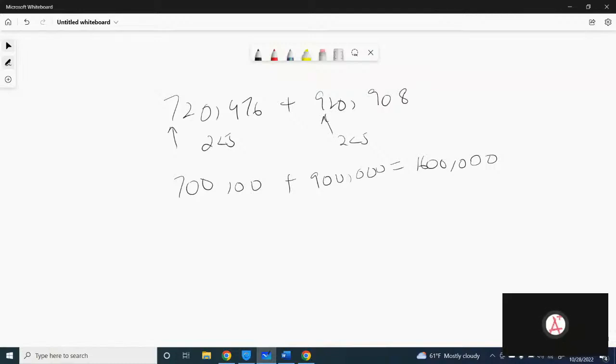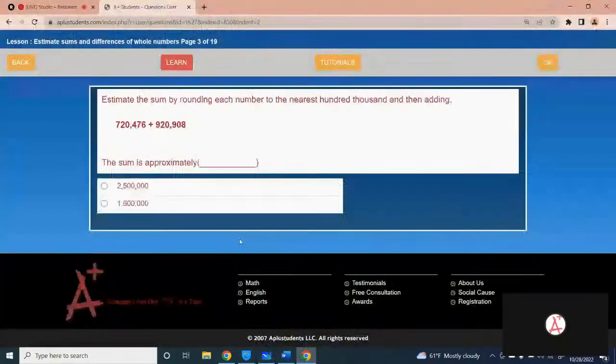Select the correct option and click on the OK button. 1,600,000 is the correct option.